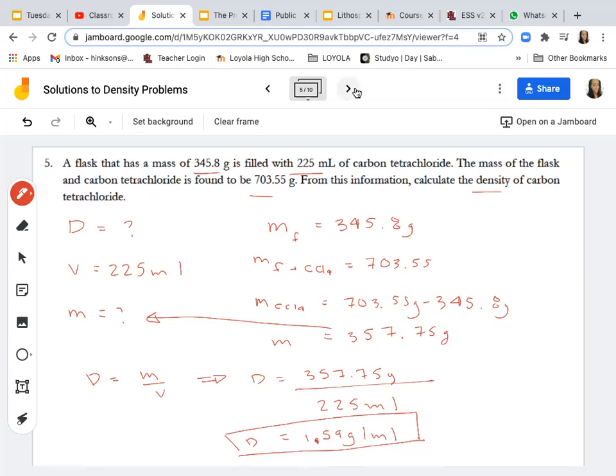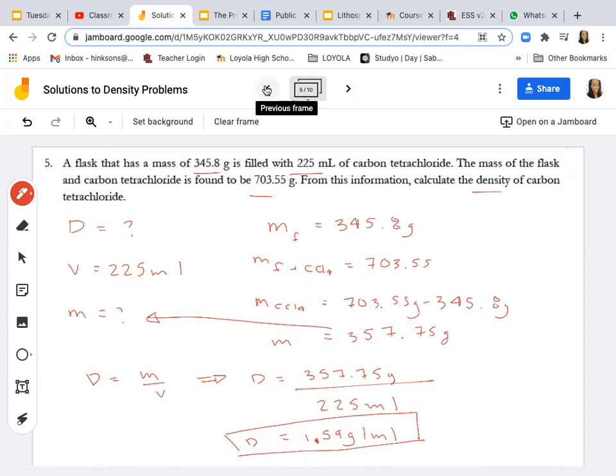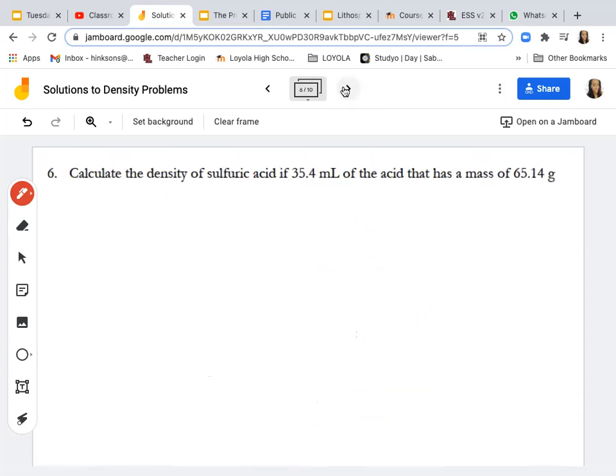All right. Number 6, calculate the density of sulfuric acid if 35.4 mLs of the acid has a mass of 65.14 grams. Rocco, take it away.